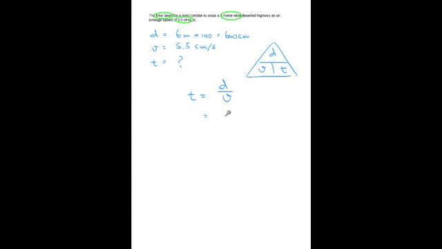And therefore let's now substitute the values in. 600 divided by 5.5. 600 divided by 5.5 comes to a value of 109.1 rounded. And so therefore the time that this tortoise will take to travel across the road would be 109.1 seconds.